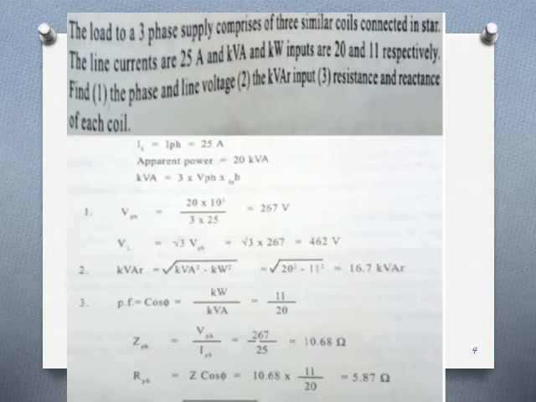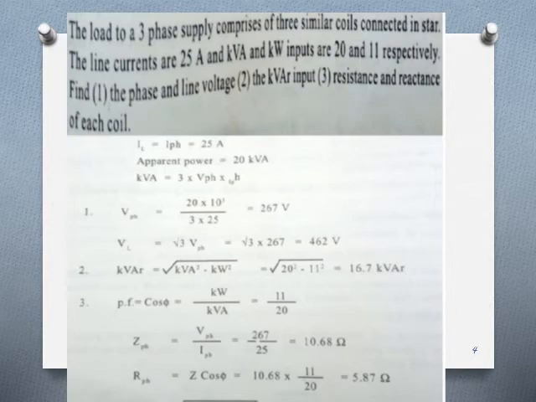So, ZPH will be VPH by IPH. VPH is 267 and IPH is 25. So, we get the impedance per phase. If you have the impedance and power factor, you can find the resistance, because the power factor equation cos phi is R by Z. So, R is equal to Z cos phi. From that relation you will find the resistance as 5.87 ohm.